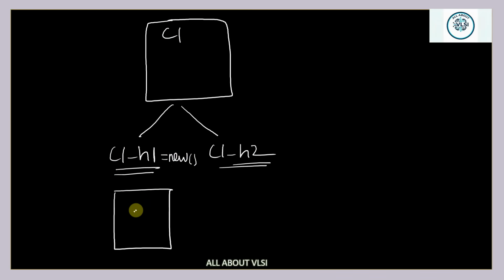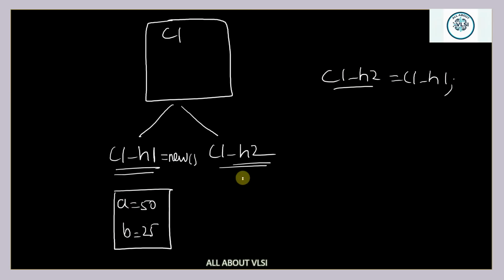Okay. Now what is happening over here? I have the value of A is equal to 50 and B is equal to some value, let's say 25. Now I'm going to write C1_H2 is equal to C1_H1. Then what is going to happen? I haven't created any object for my C1_H2. If I make this copy operation, C1_H2 is now pointing to the same object which I've created for C1_H1, which it is pointing to. Okay. So this is what is happening.